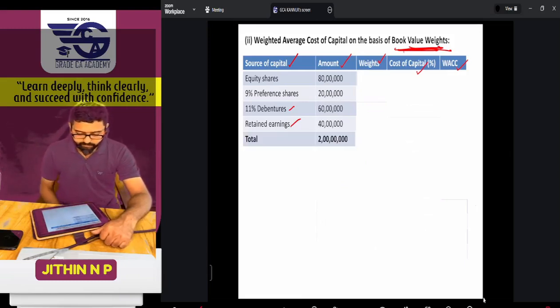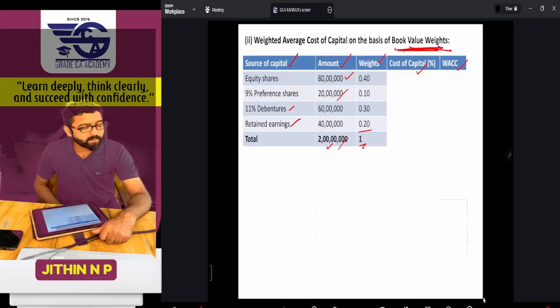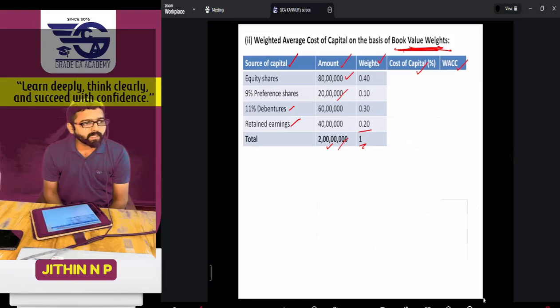Weights, proportion. 80 lakhs divided by 200 lakhs is 40%, 0.40. 20 divided by 200 is 10%. 60 divided by 200 is 30%. 40 divided by 200 is 20%. Then the overall weights total will be 1. It should be 1. Clear?